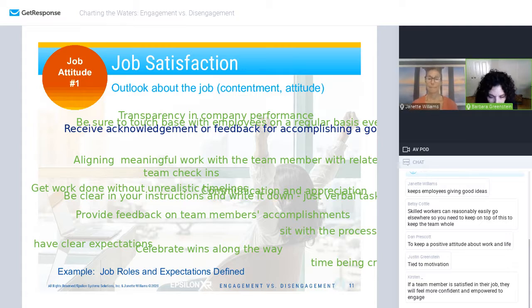To keep a positive attitude about work and life, tied to motivation. If a team member is satisfied in their job, they will feel more confident and empowered to engage. Absolutely. All of these things. This is the reason we want to keep people engaged.